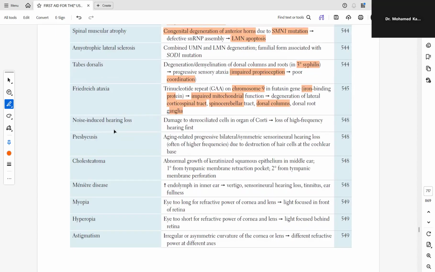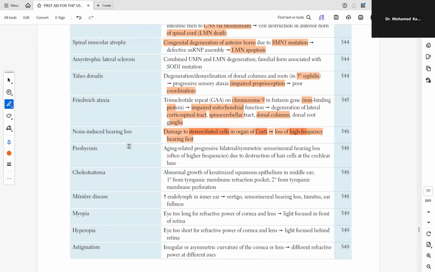Noise-induced hearing loss. This is damage to stereociliated cells in the organ of Corti, with loss of high-frequency hearing first. Presbycusis is aging-related, when we get old: progressive bilateral symmetric sensorineural hearing loss, often of higher frequencies, due to destruction of hair cells at the cochlear base.